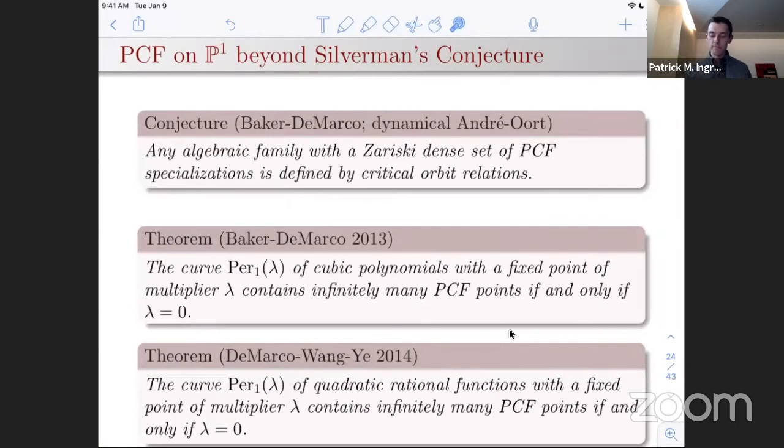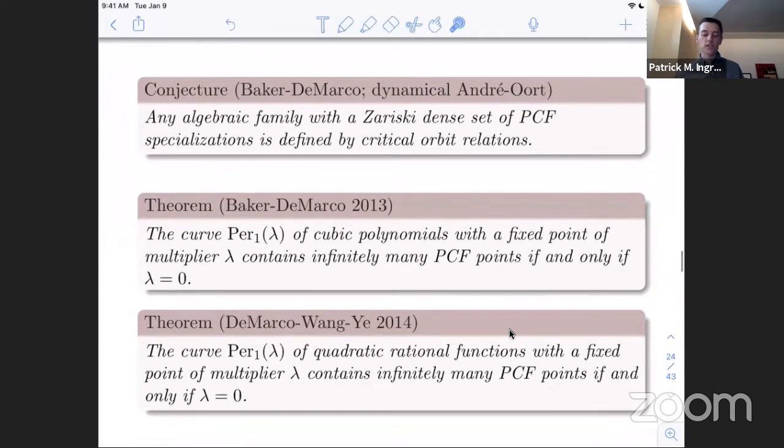I do want to mention a few results in this direction. So here's the conjecture, the dynamical Andre-Oort conjecture, which says what I just said. Again, I'm keeping it a little vague because I don't want to attribute a specific falsifiable statement to somebody else right now. But I want to give you some indication of results in this direction, which lend support to this idea. So here's one example.